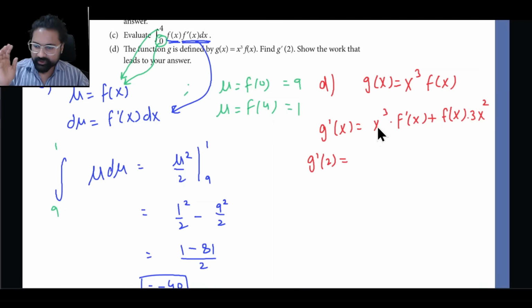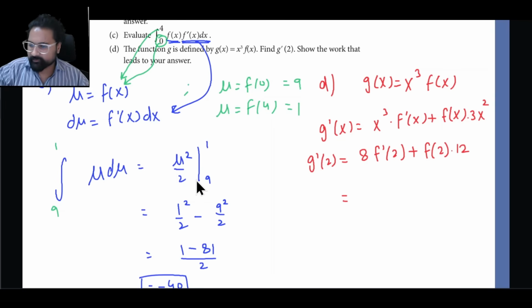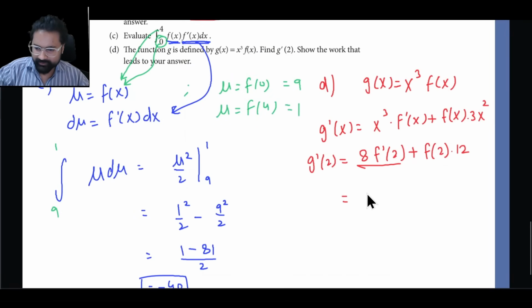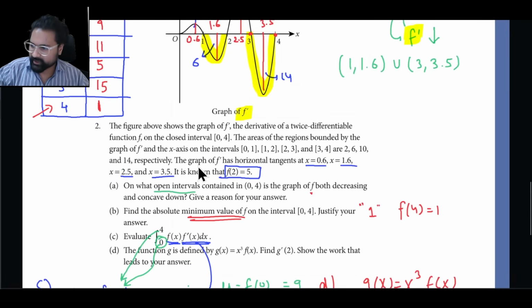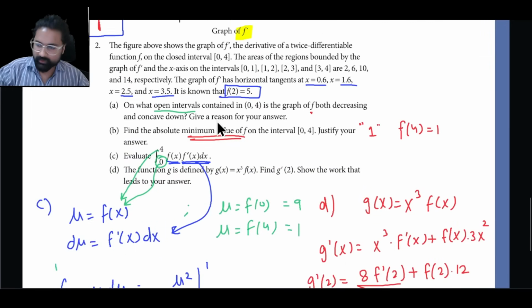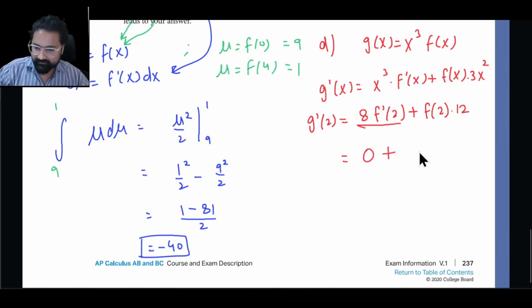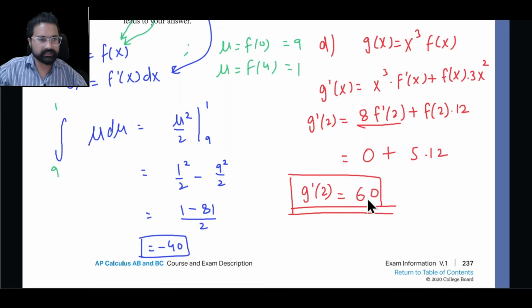So g prime of 2 is going to be 2 cubed, 8, f prime 2, plus f of 2, 2 squared, 4, 4 times 3 is 12. Okay, what is f prime 2? F prime 2 is just reading from the curve. Oh, that's good. F prime 2 is just 0. So that entire thing is, boom. And f of 2 from our candidates test is 5. Also, it's given in the question, honestly. There you go. F of 2 is 5. So I'm just going to borrow that 5 here, and 12 times 5 is 60, I believe. So g prime of 2 is going to be 60. That is our answer to the last part.